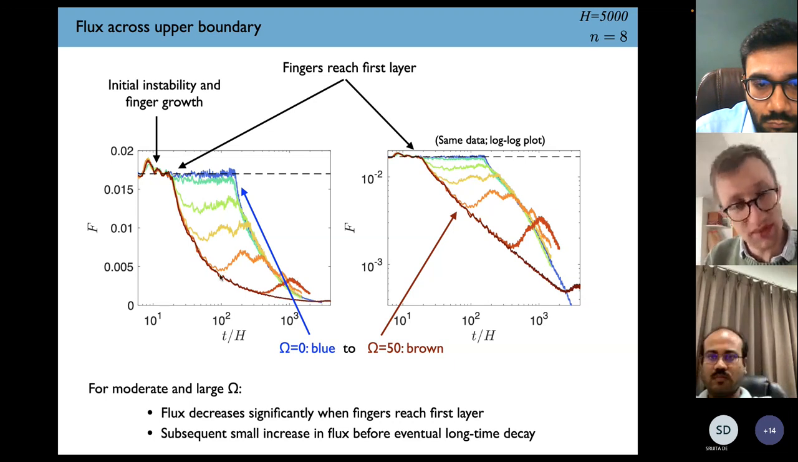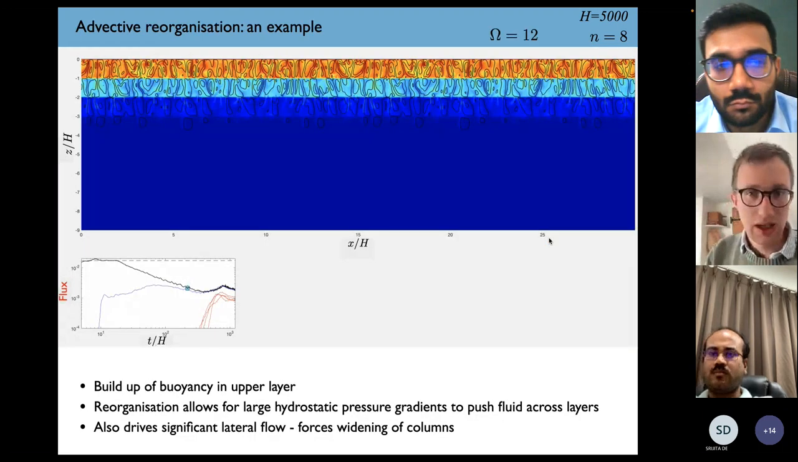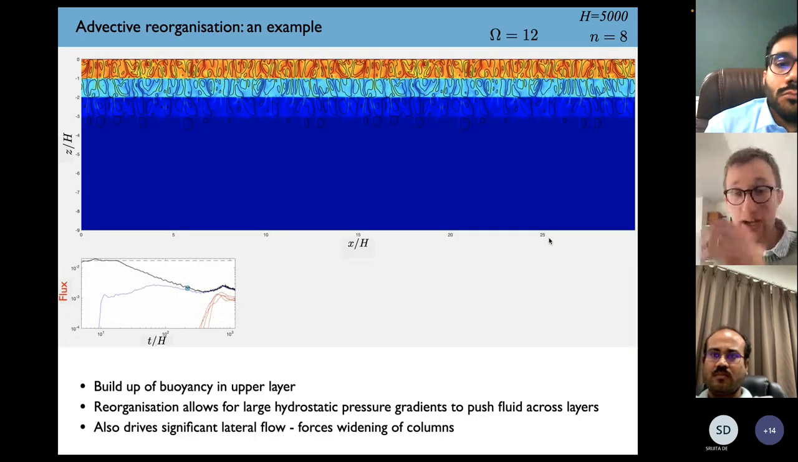But at some point, the thing then leaves this, and that's the point of this advective reorganization. So the orange one leaves there, the red one leaves there, the brown one, even the brown one you can see on the log scale, leaves down here. And so that's when this thing undergoes this advective reorganization.